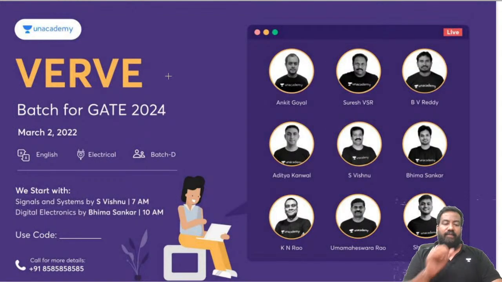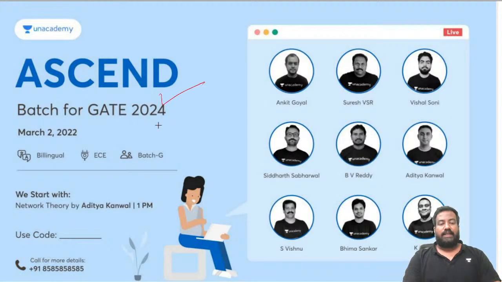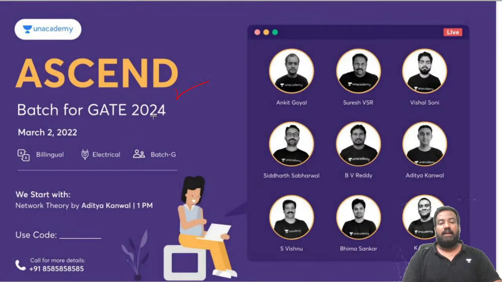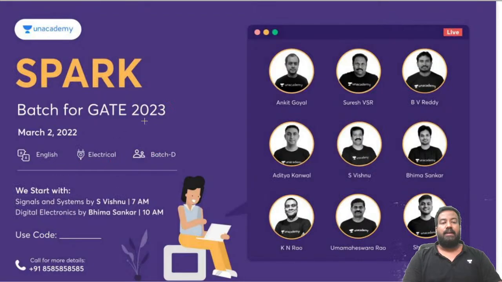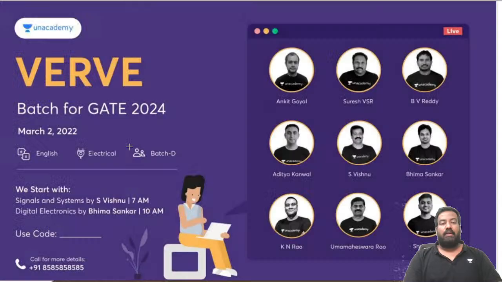These are the new batches here. Every week we start almost 7 to 8 new batches. These are the new batches started on March 2nd: Verb GATE 2024 for electrical explained in English, Ascent GATE 2024 for EC explained bilingual, Ascent GATE 2024 for electrical explained bilingual, Evolve GATE 2023 for electrical explained bilingual, and Spark GATE 2023 for electrical explained in English.